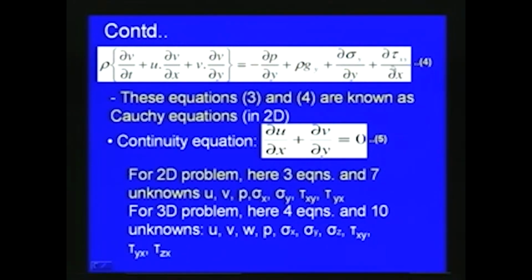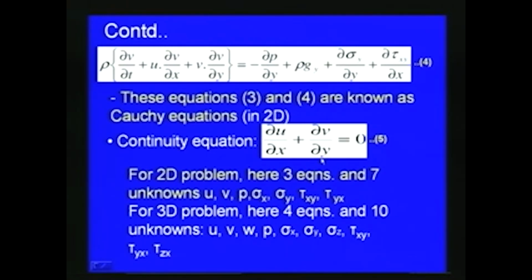For the 2 dimensional problem, if you check equations 3, 4 and the continuity equation, we have 3 equations, but you can see we have 7 unknowns. The unknowns can be u, v the velocity components, p the pressure, sigma_x and sigma_y the normal stress components, and tau_xy and tau_yx the shear stress components. So this is the case for the 2 dimensional problem.